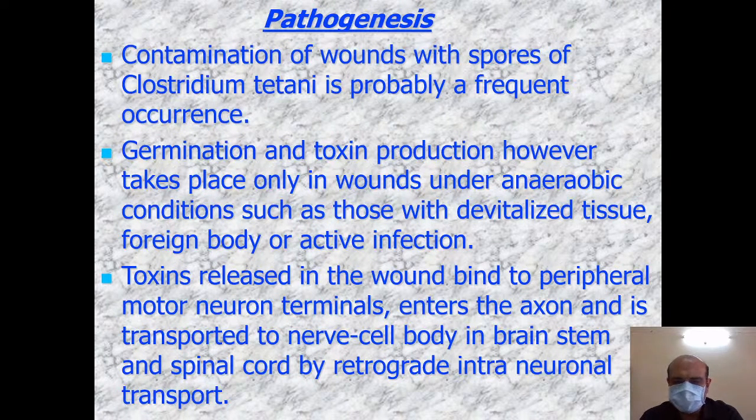Toxins released in the wound bind to peripheral motor neuron terminals, enter the axon, and are transported to the nerve cell bodies in the brainstem and spinal cord by retrograde intraneural transport.